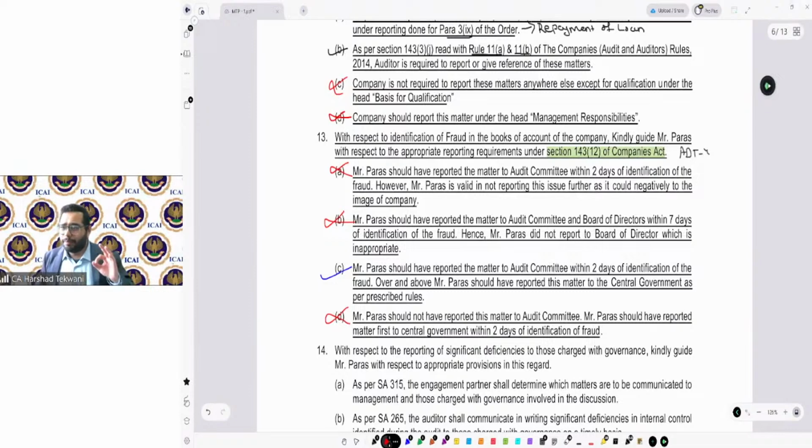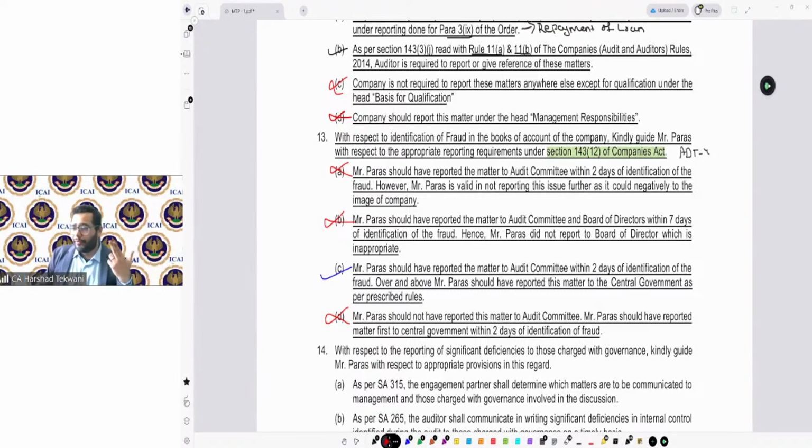So at times this will be very useful for you. You can just look at the options and eliminate the wrong ones. No need to refer to the paragraph again, if you know the exact provision. For that, you should have understanding, and you should know the provision in detail. So the correct option is C.